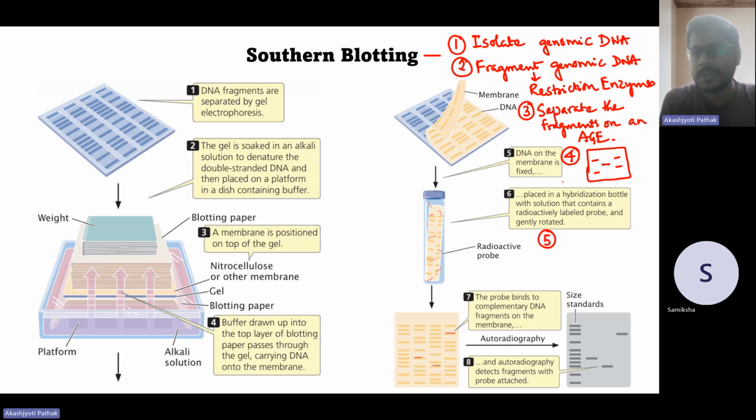Okay. Now in the next step, so in the fourth step, what is the fourth step? Fourth step is transfer of the DNA from the gel onto a membrane. And the fifth step is you use a probe. It can be a single-stranded DNA probe which is complementary to the target sequence. A probe is a DNA sequence which is complementary to your target sequence. You will probe against the target sequence.